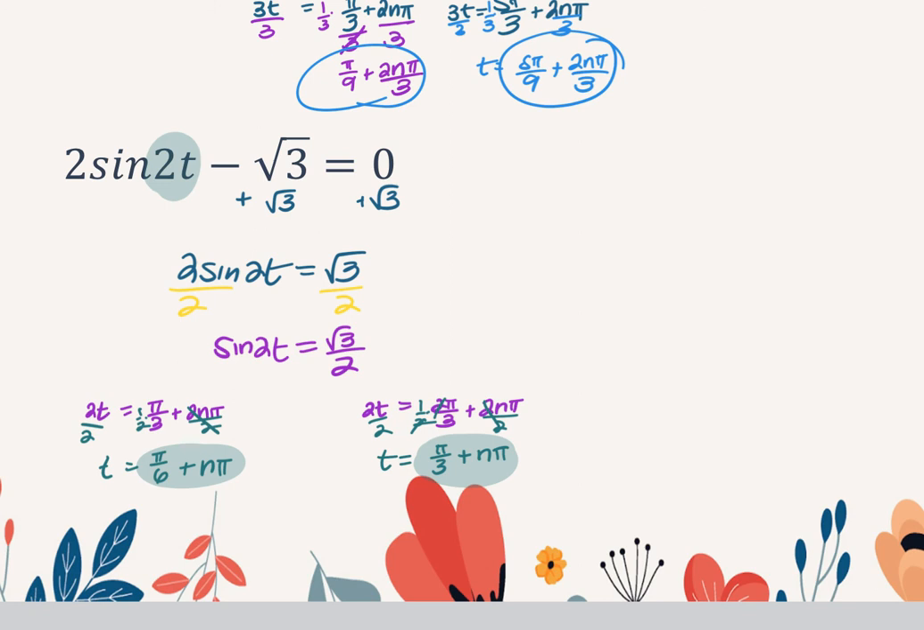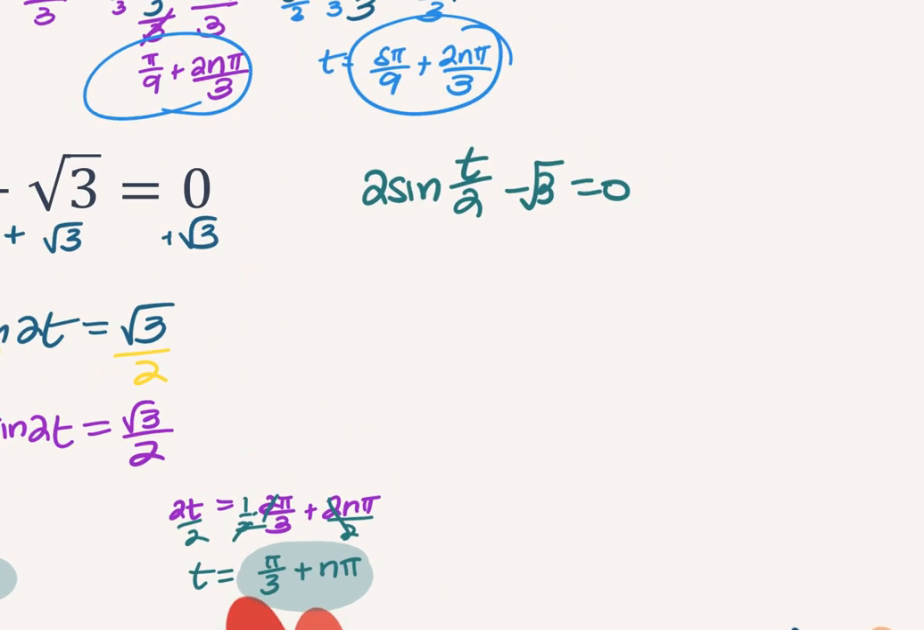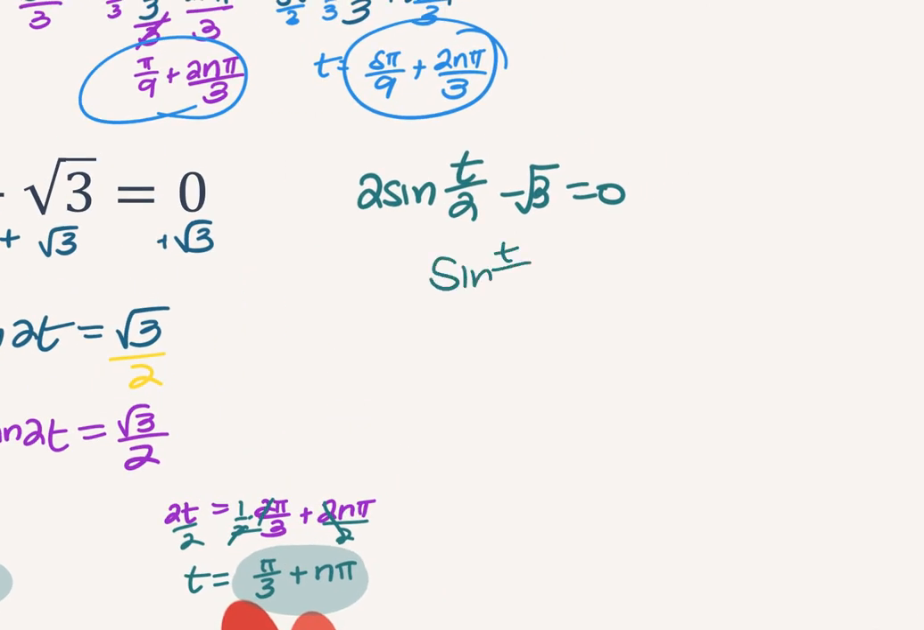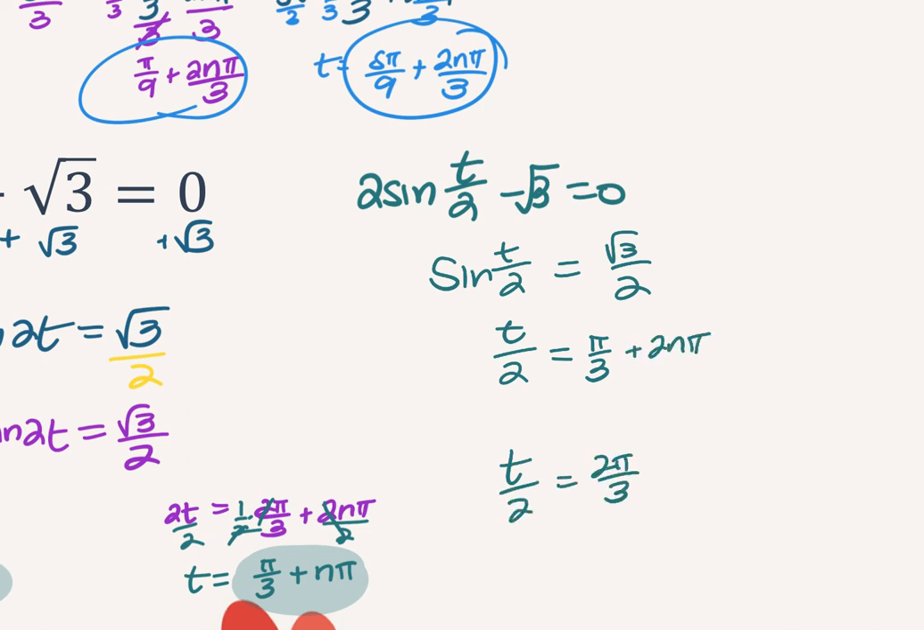So the only variation on this, I would say, is that sometimes it's not just multiplication in there. Like if it had said 2 sine t over 2 minus root 3 equals 0, it's still a multiple angle one. There's still something attached to your variable. So I would have solved it: sine t over 2 equals root 3 over 2. I would have found the answers for those angles, which were what, pi over 3 and 2 pi over 3 plus 2n pi, plus 2n pi.